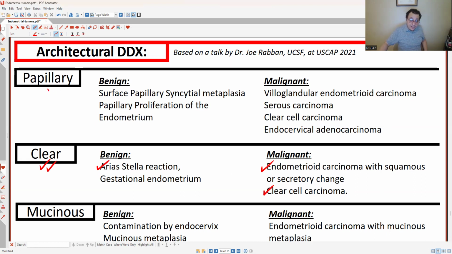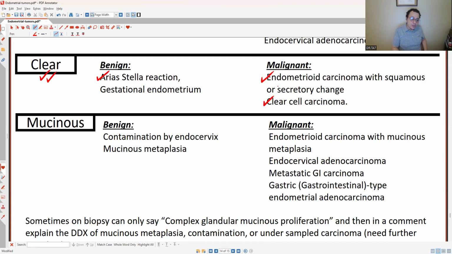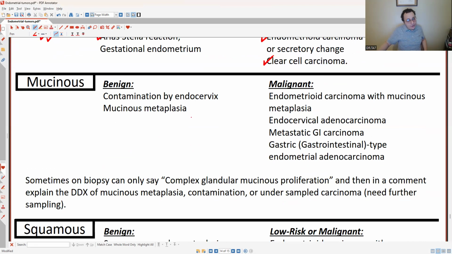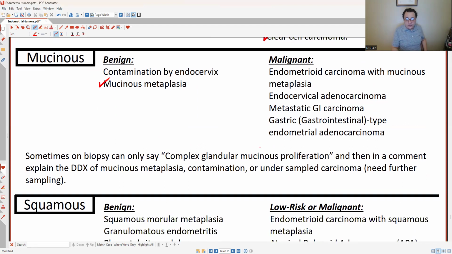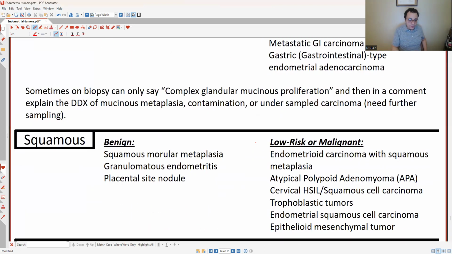When you see papillary architecture, what you are suspecting is surface papillary syncytial metaplasia. We talked about this in the benign endometrium, but it's not very important. However, when you see papillary, it's either micropapillary with cells ripping off as if they are papillae, that's serous carcinoma, or endometrioid adenocarcinoma with a villoglandular pattern. When you see mucinous, I would suspect mucinous metaplasia if benign, and mucinous carcinoma of the endometrium if malignant. I'm talking about the boards.